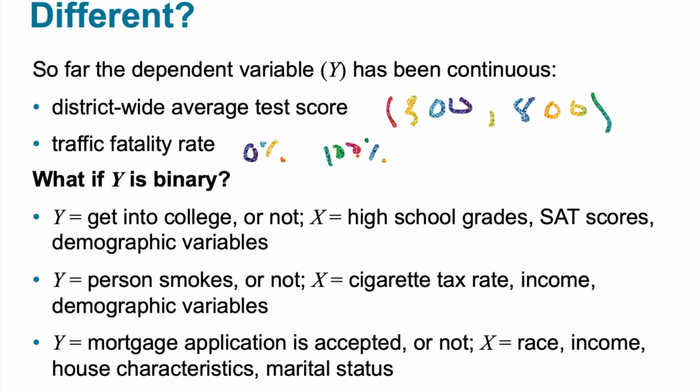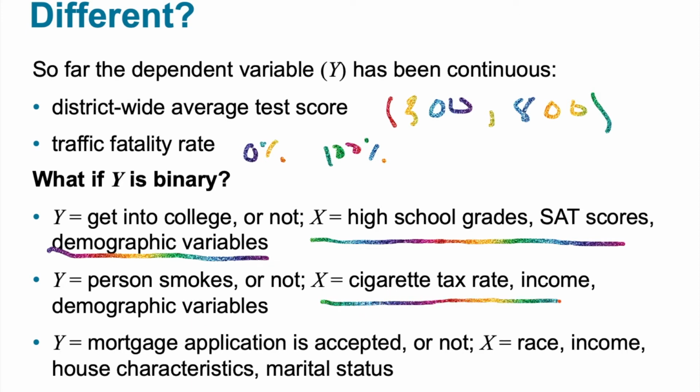So what if y is binary? For example, getting into college or not getting into college. We could think about the explanatory variables of getting into college as being high school grades, SAT scores, and other demographic variables. These things could explain whether you get into college or do not. Another example would be smoking or not smoking. So what could explain whether a person smokes? It could be such variables as a cigarette tax rate, income, and other demographic variables.